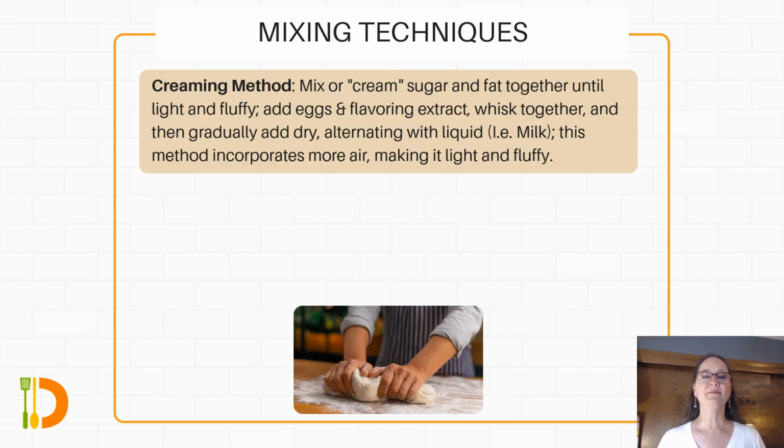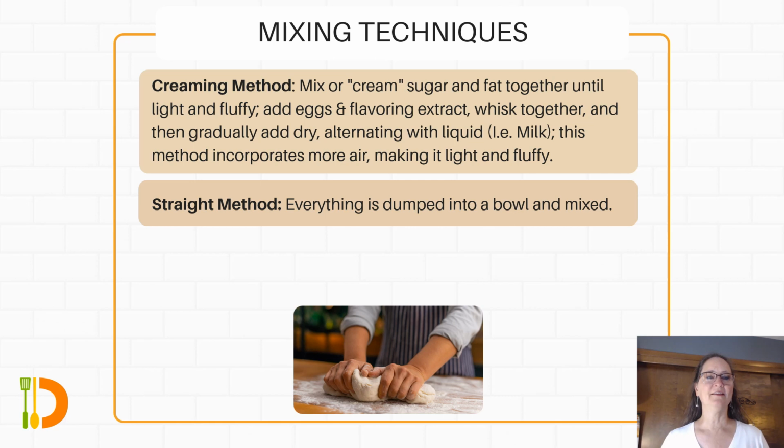Then we have the creaming method. The goal of this method is to aerate the fat, such as butter. The sugar crystals are cut into the butter, making it light and fluffy. You then add eggs and flavoring extract, whisk it together, and then gradually add your dry, alternating with a liquid such as milk. This method incorporates more air, makes light and fluffy cakes. When used with cookies, it creates that chewy center and crispy outer edge.